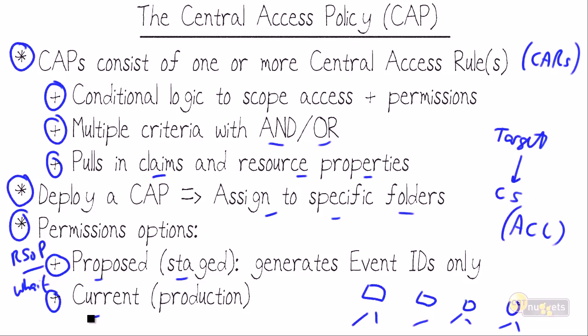If we do proposed permissions, then what happens is as your users access your central access policy protected folders, instead of the users getting hit with access denied all the time, we're just generating particular event IDs that you can monitor for a while to see if there are any problems, tweak, identify, resolve, and then when you're ready, you can flip the switch and make those permissions live.